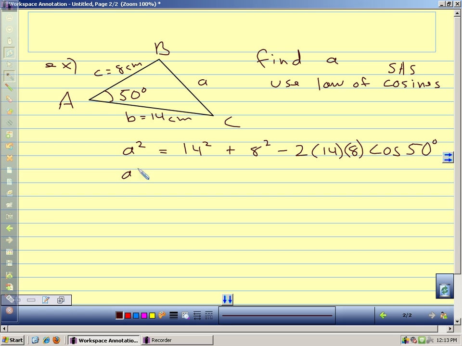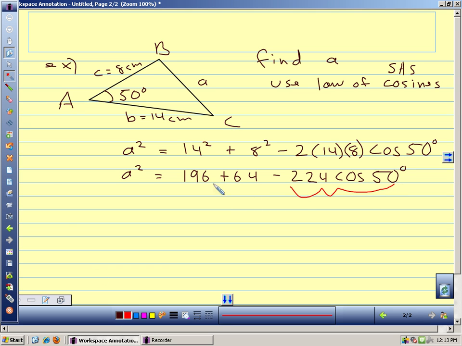Now I'm going to write out a bunch of steps here just so we see everything that we're doing. 14 squared is 196. 8 squared is 64. Minus 2 times 14 times 8 is 224. Cosine 50 degrees. Now I want to point out here, this is where a lot of people make mistakes with the law of cosines. I cannot add 196 plus 64 and subtract the 224. The 224 is multiplying the cosine of 50 degrees.